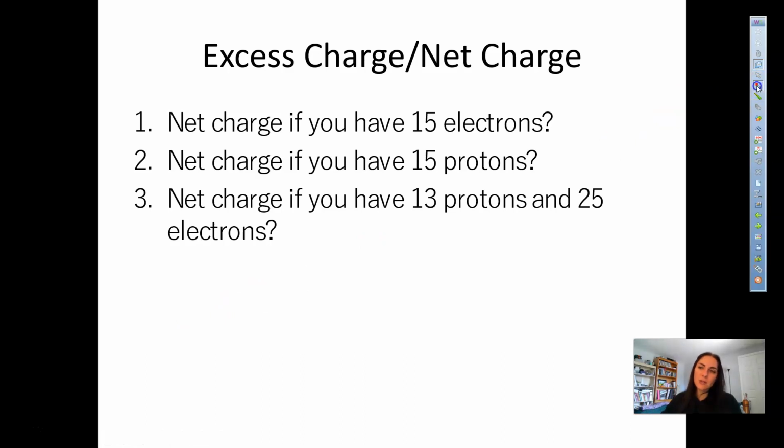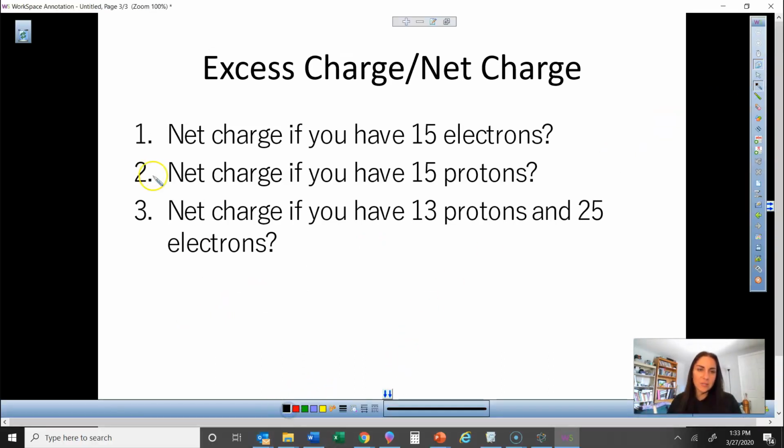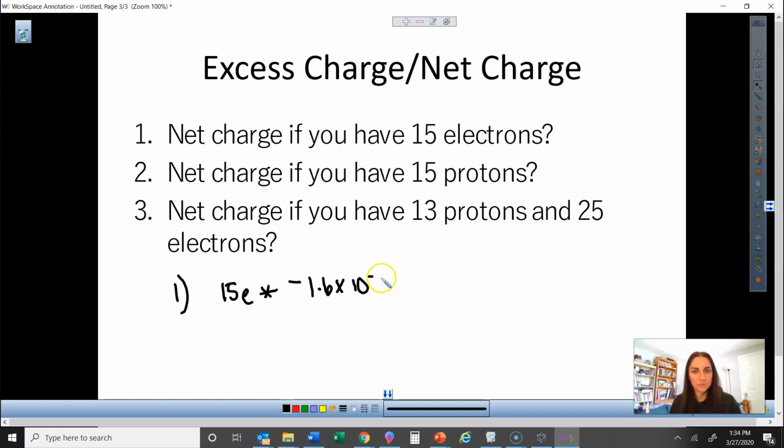I have these in the notes, but I also have number 1 for you. If you have 15 electrons and I want to find the net charge, it's going to be 15 times the charge of 1 electron. 15 times 1.6 E to negative 19. I keep doing that. E to negative 19. There we go. 2.4 times 10 to negative 18 coulombs right there. And this will also be negative because of the electron nature. So that's the net charge there.